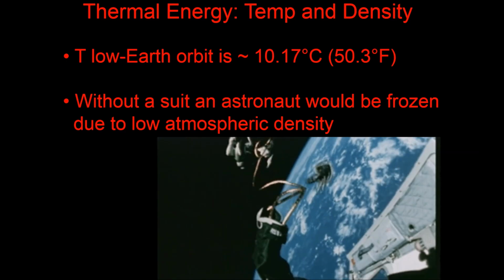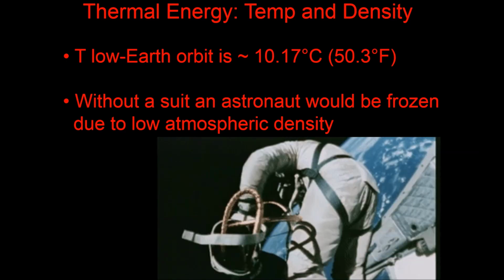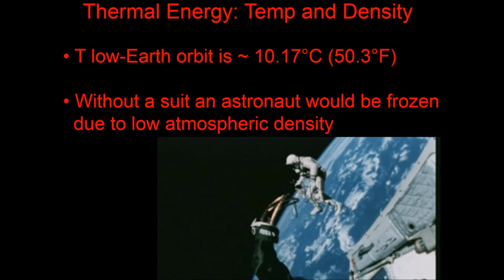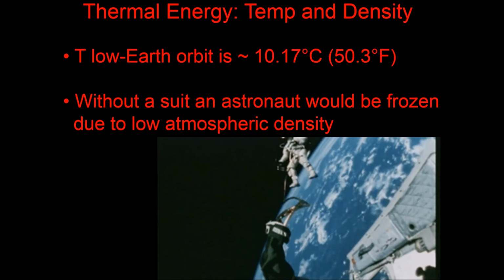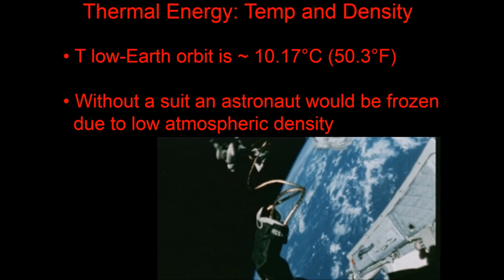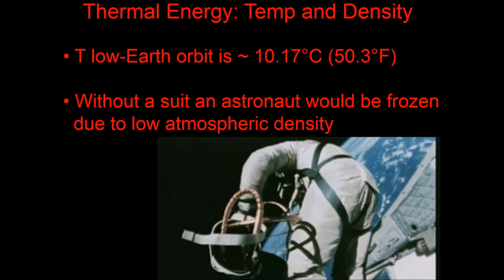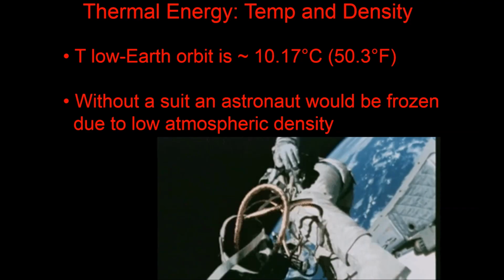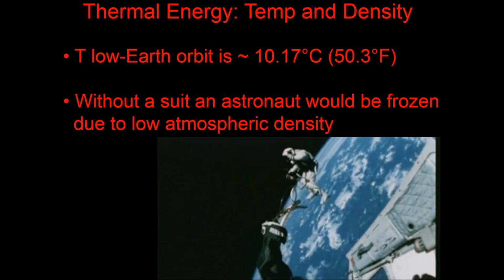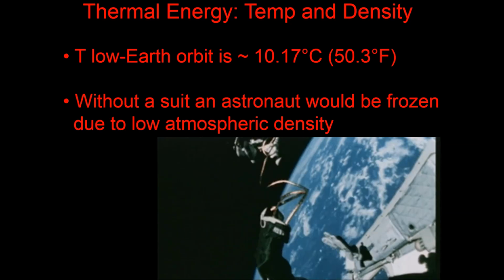Low Earth orbit actually has quite a high temperature of about 10 Celsius, or if you translate it to Fahrenheit, a unit I'm not a particular fan of, about 50.3 Fahrenheit. These are temperatures that the human body can obviously stand, and this is the temperature that he's currently in. But due to the extremely low atmospheric density, he would be immediately frozen because there are very few molecules around him. The density of the atmosphere at low Earth orbit is extremely low, so there's not much thermal energy.